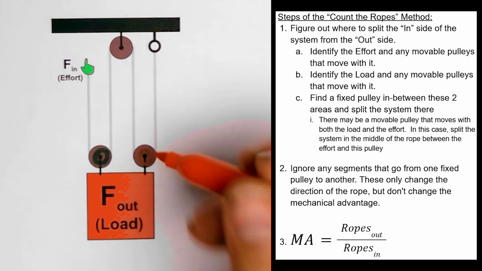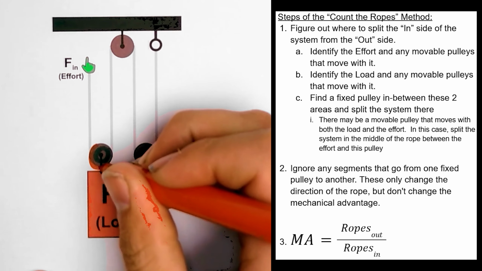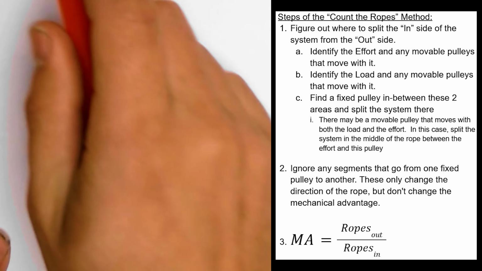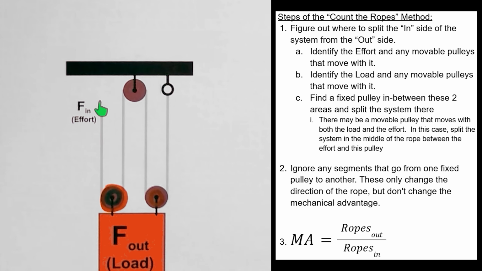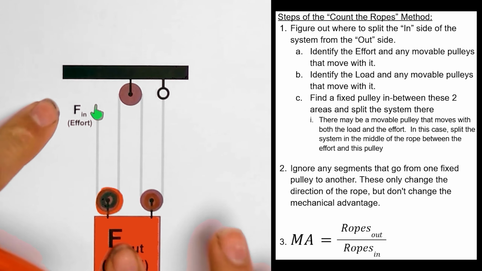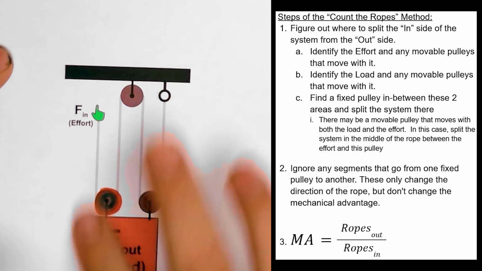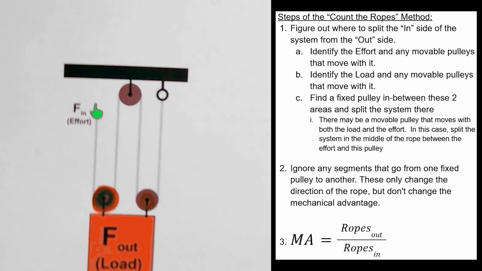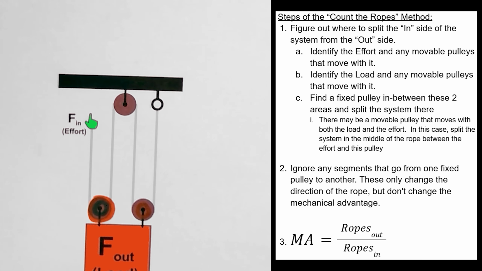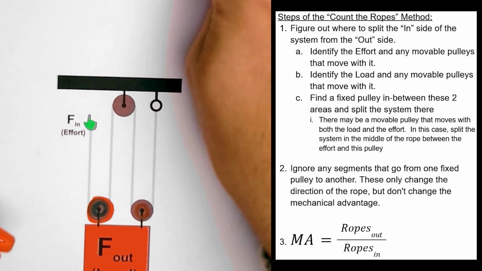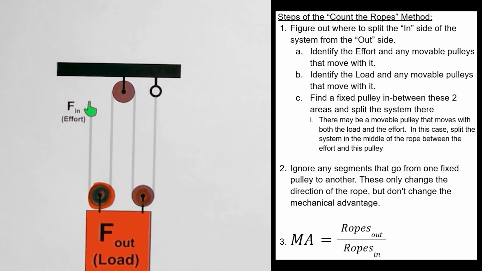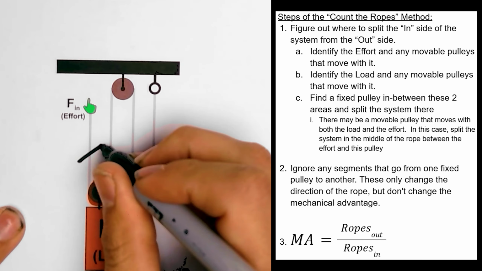Well, it turns out that it's actually both. So in this case, that's where we go to this clause or whatever we want to call it here. So instead of finding a fixed pulley in between the load stuff and the effort stuff, in this case, there's not one because load and effort both meet at the same pulley. So we're going to do what it says here. In this case, split the system in the middle of the rope between the effort and this pulley. So we're actually going to split it here this time.